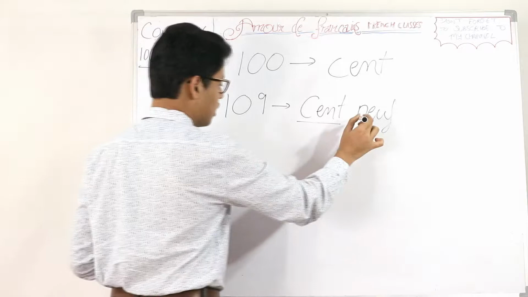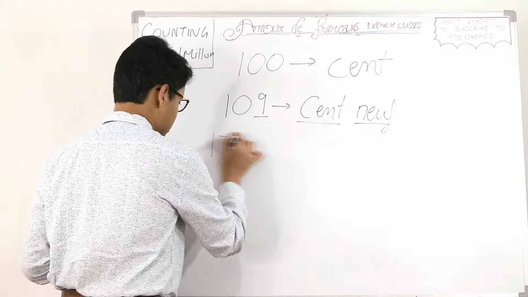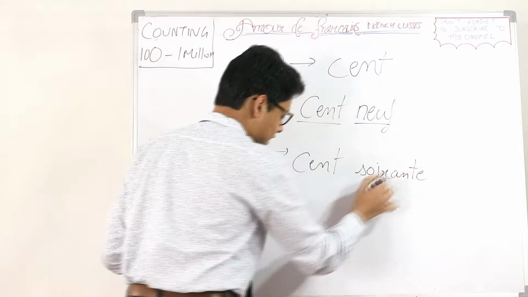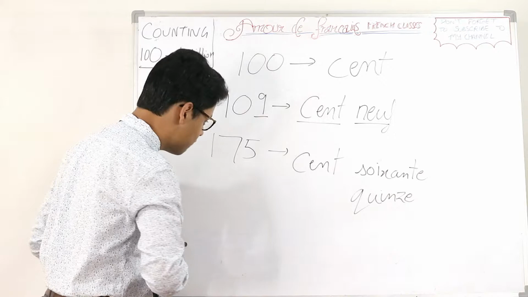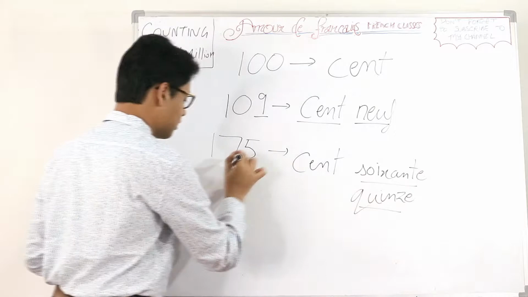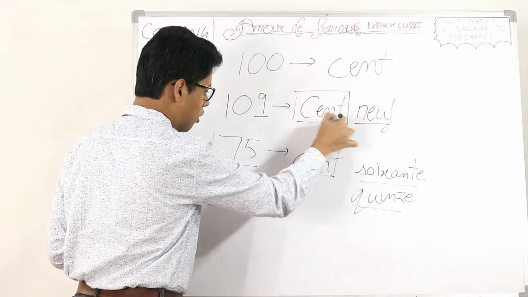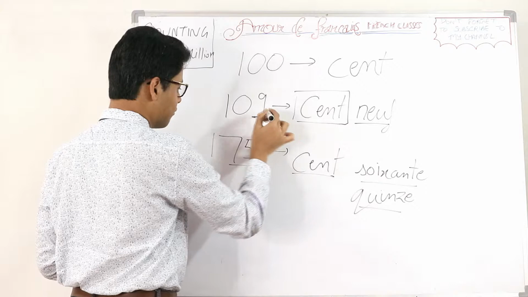Now, the next one, 175. So, cent soixante-quinze. 175, cent, soixante-quinze. Soixante-quinze is 75, and cent is 100. The rule is very simple, which goes up to 999: first you say cent, and suppose it's 200, then deux cent, and then the number which comes after 100, say 9 or 75 or any other number.